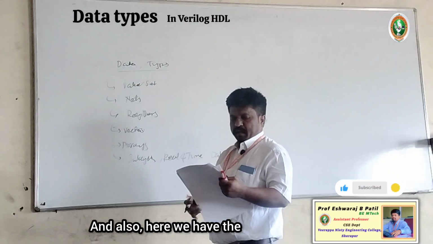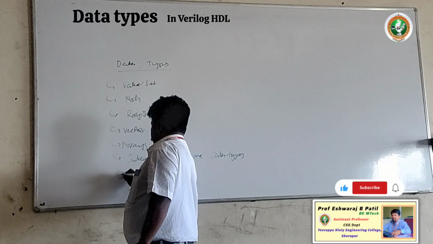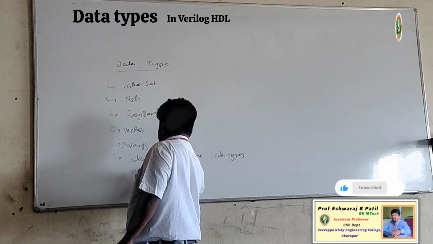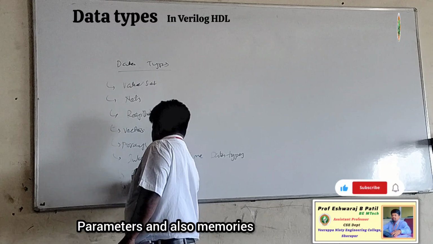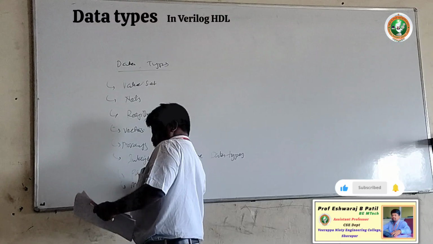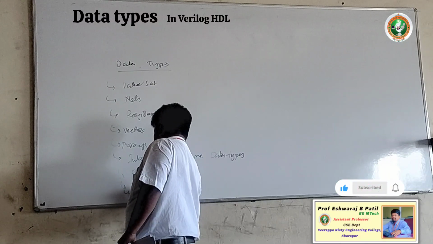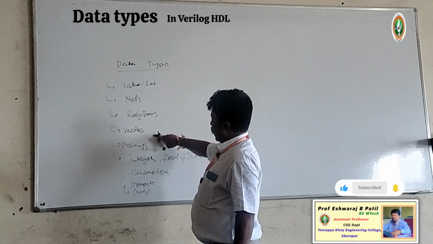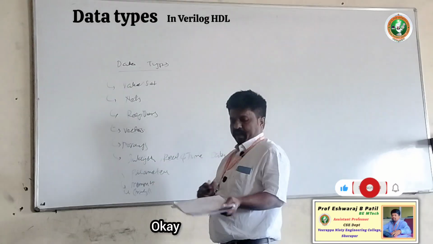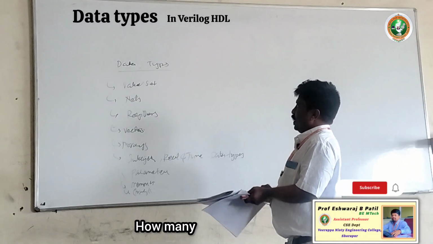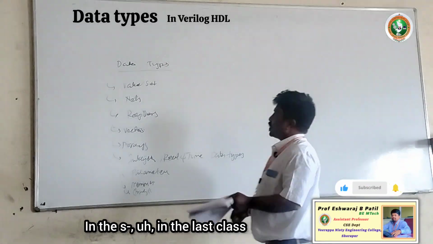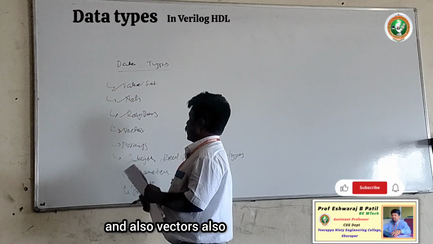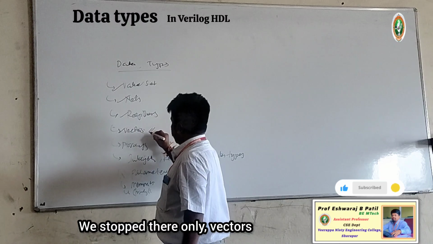And also here we have memories, parameters, and also strings. Okay, these are how many? 8, 9 are there. Okay, 9 data types are there. In the last class we have seen the value set, nets, registers, and also vectors. Today we will discuss from where we stopped, vectors.